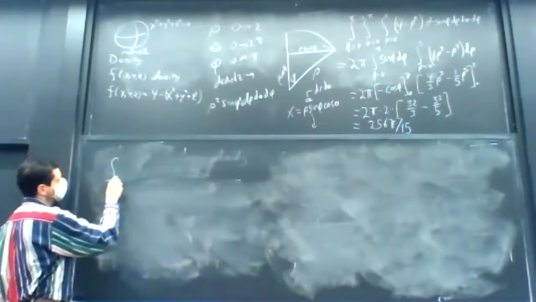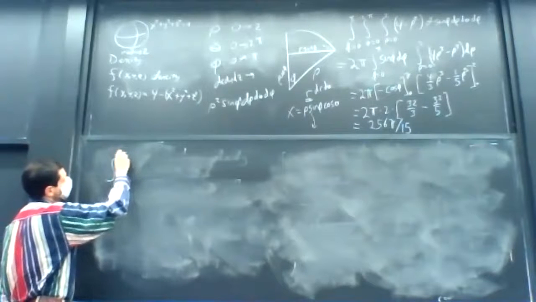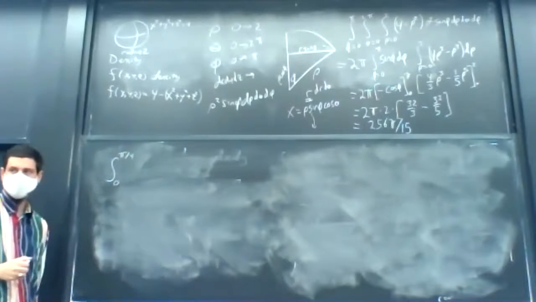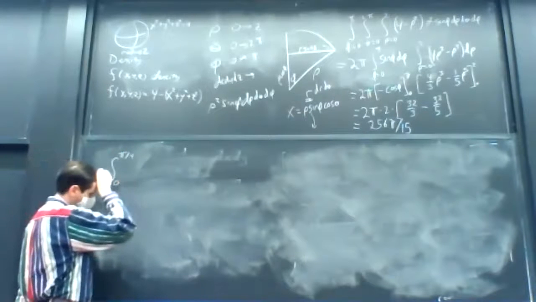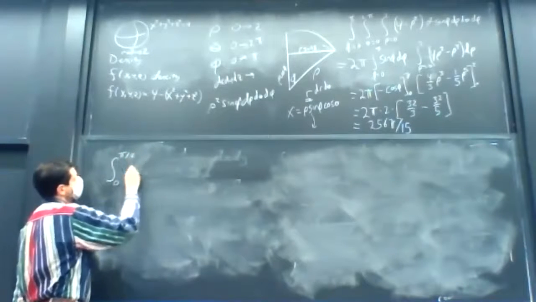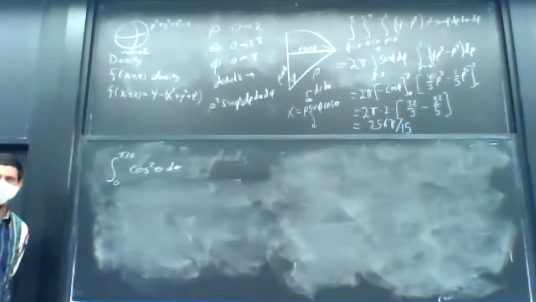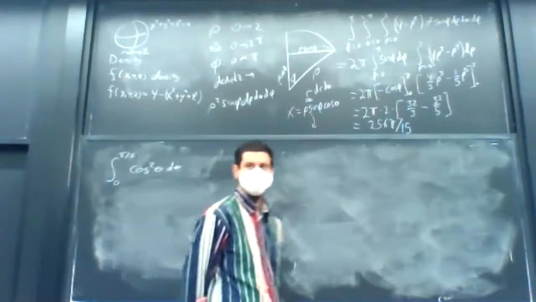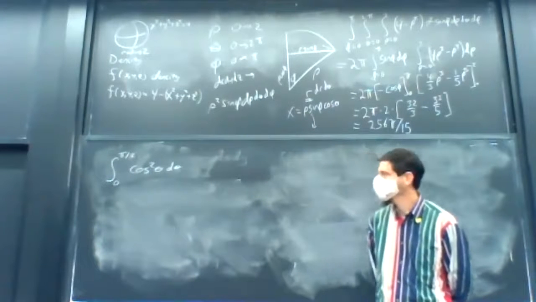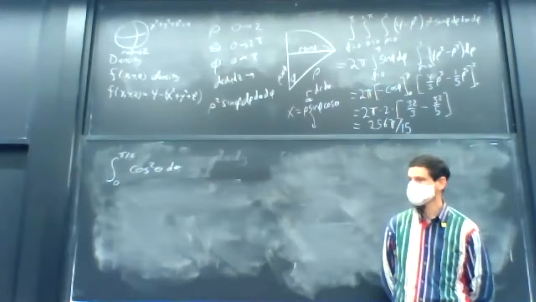So I want to integrate from 0 to pi over 4 of cosine squared theta d theta. The problem is I need a function whose derivative is cosine squared theta. This is not so pleasant. So there are some trig identities you can do, and you can try to play some games using trig identities.